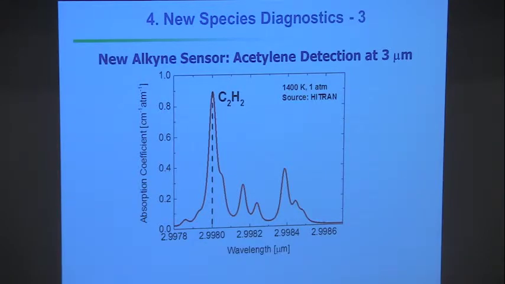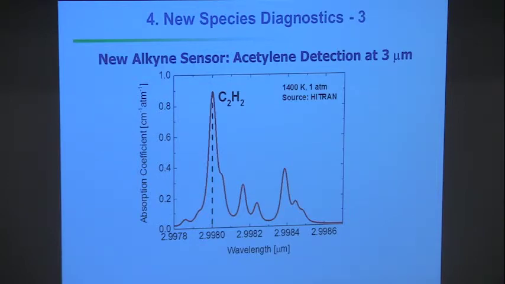Okay, now, acetylene is an important species if you're interested in soot formation or chemistry. It absorbs strongly at 3 microns up here, but it has a complicated structure. So we did this a few years ago. We're coming back to it now. When we did this a few years ago, we took the HITRAN database and calculated the spectrum. And we picked this wavelength for detecting the absorption.